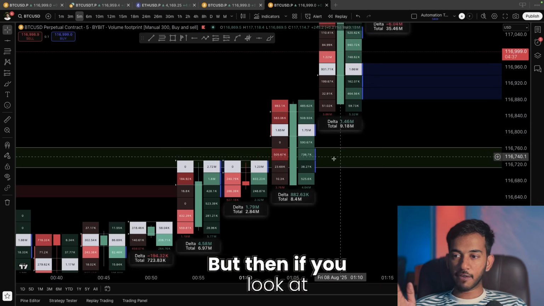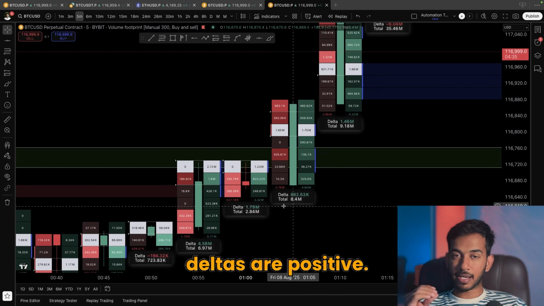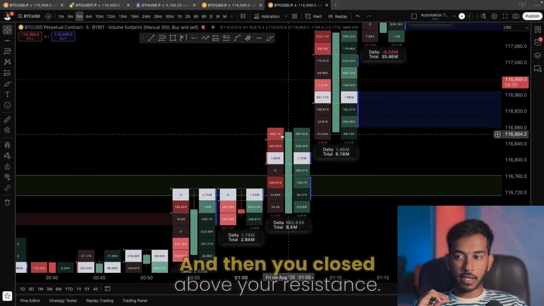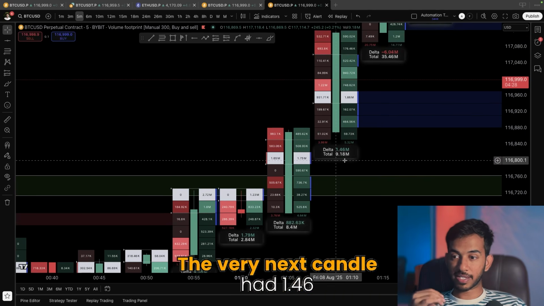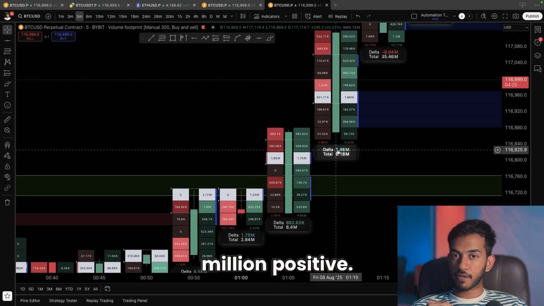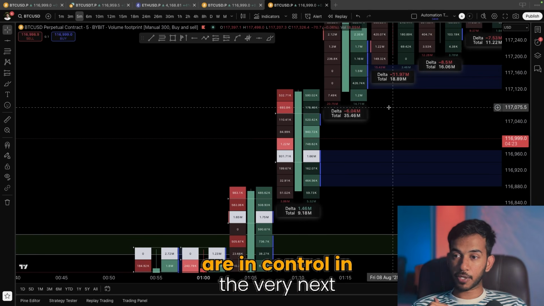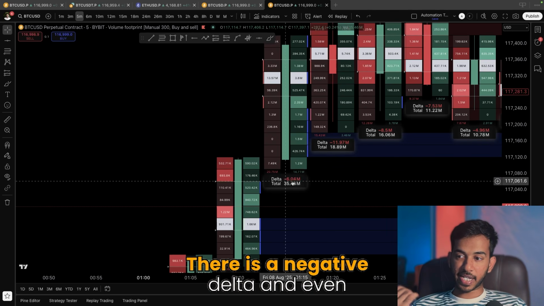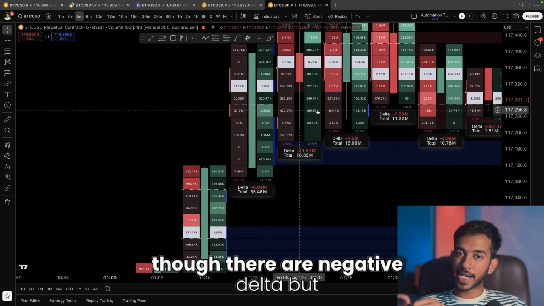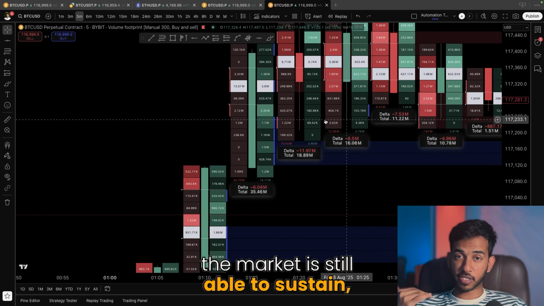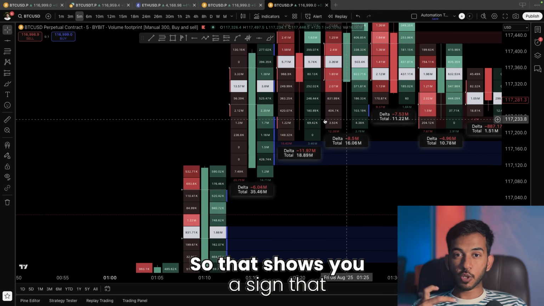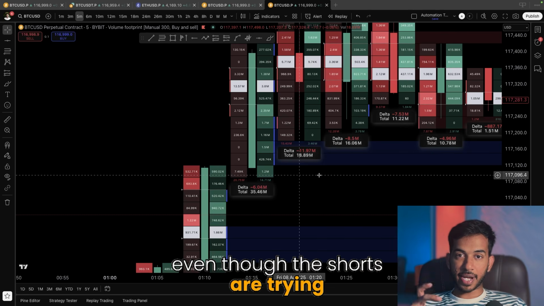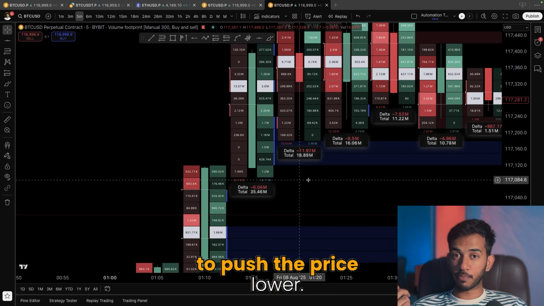But then if you look at the delta, the deltas are positive. You had 800k positive delta, and then you closed above your resistance. The very next candle had 1.46 million positive delta, again showing that the buyers are in control. In the very next candle, what do you get to see? There is a negative delta. But even though there is negative delta, the market is still able to sustain, it's not going lower. That shows you a sign that the market is pretty strong. Even though the shorts are trying to be aggressive, they are still not able to push the price lower.